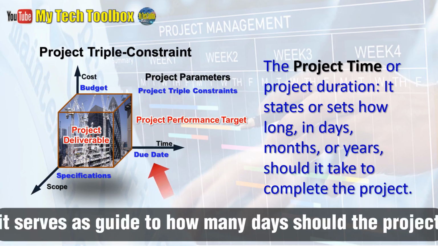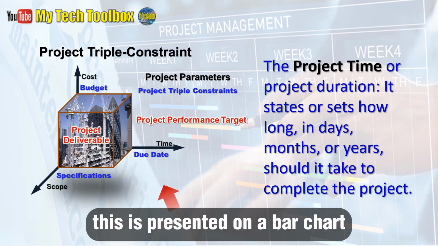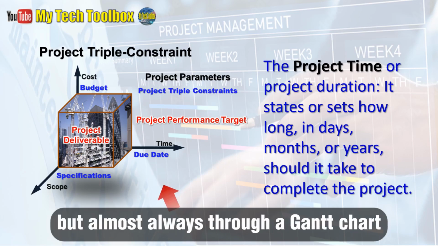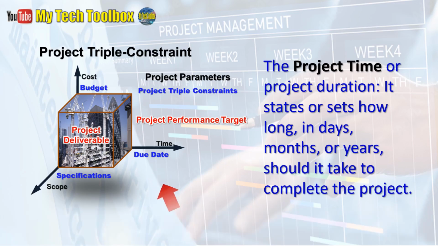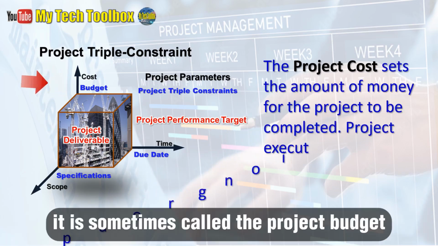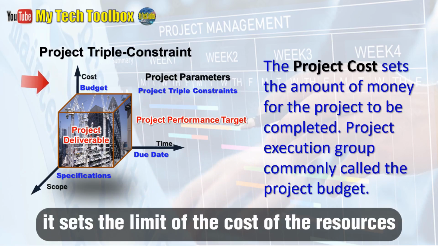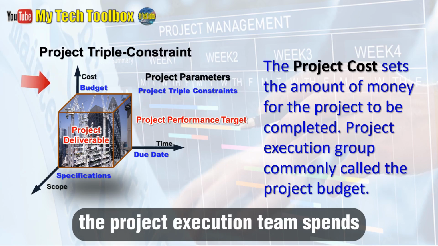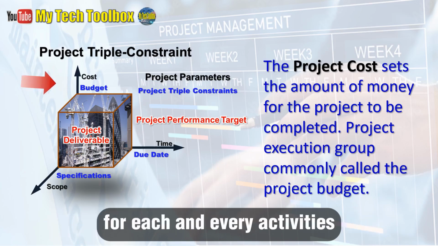It serves as a guide to how many days the project execution team should take to complete its activity outputs. This is presented on a bar chart, but almost always through a Gantt chart, and for complex projects through a CPM network diagram. The project cost sets the amount of money for the project to be completed. It is sometimes called the project budget. It sets the limit of the cost of the resources the project execution team spends in procuring and paying for the resources for each and every activity.